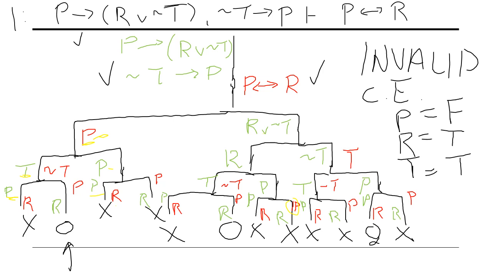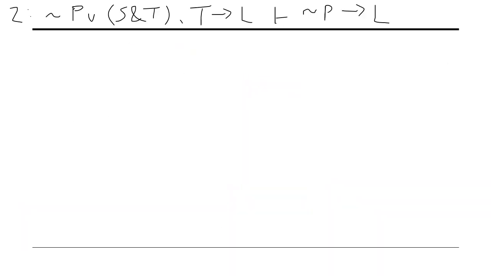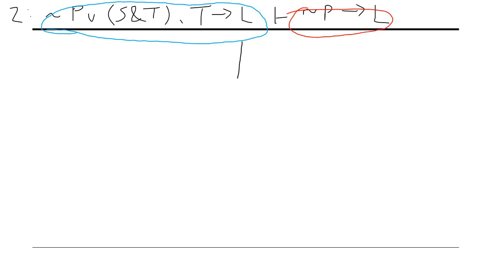So that's the first one. Let's move to the second one. So, same process as before. Let's look. Here's our premises. And here is our conclusion. So let's just write those down in our truth tree. So we start with the premises on the left.